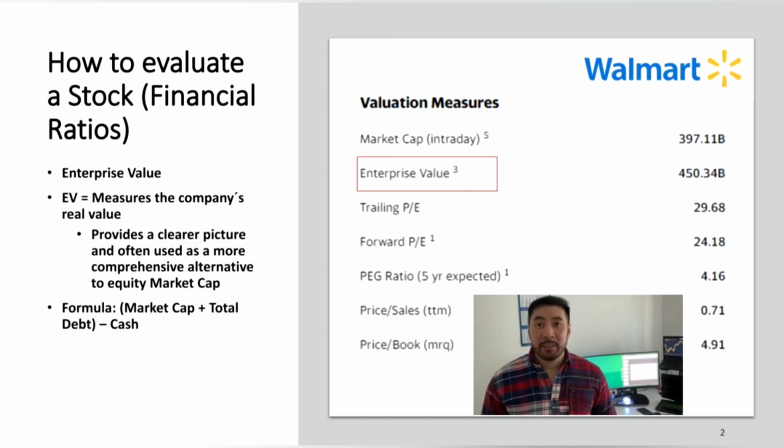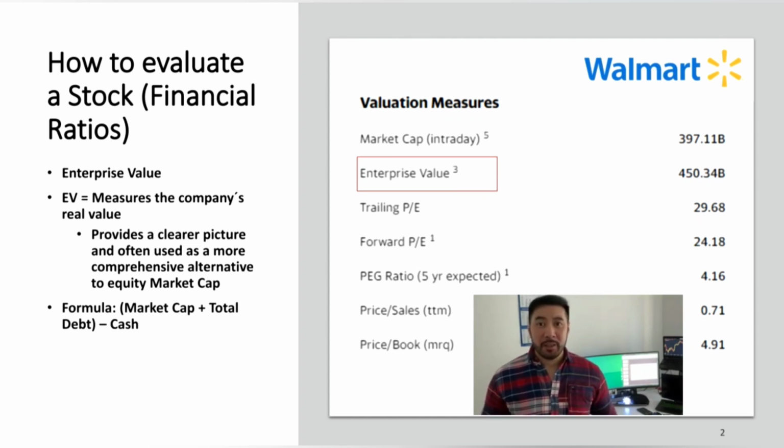Next in line is enterprise value, and this is basically the market cap plus total debt minus their cash. EV differs significantly from simple market cap in several ways, and many consider it to be a more accurate representation of a company's value. The value of a company's debt, for example, needs to be paid off by the buyer when taking over a company.